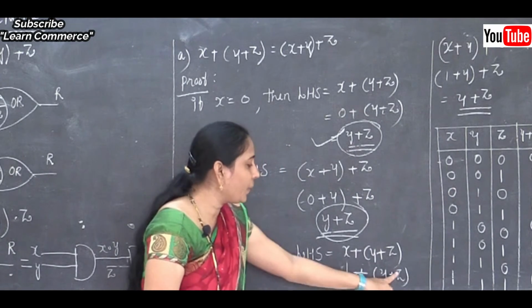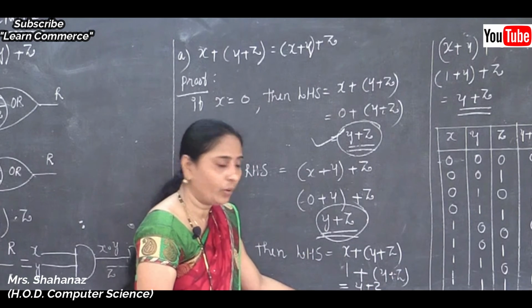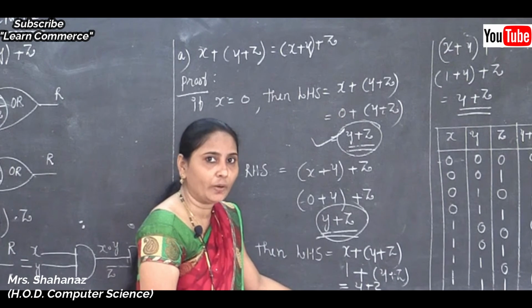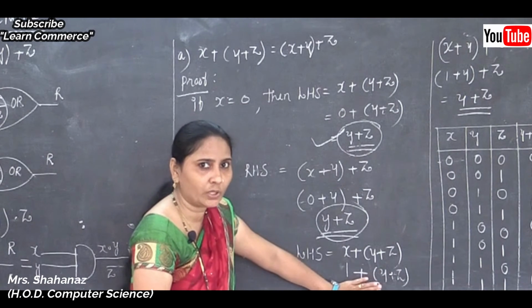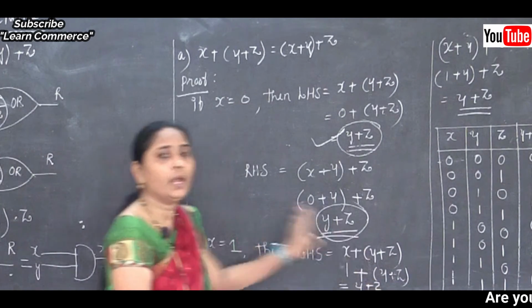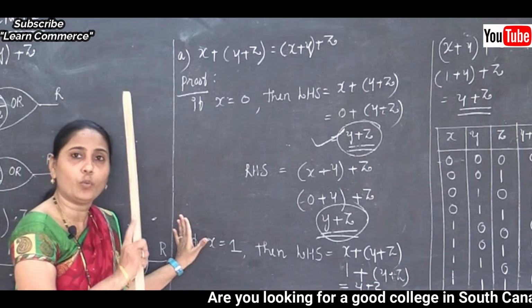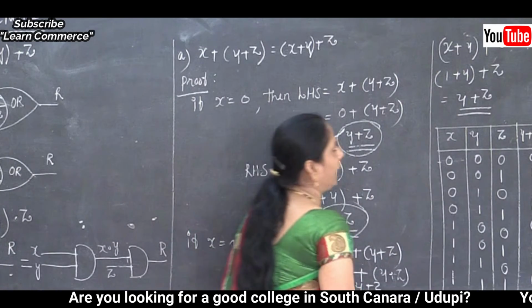So 1 plus 0, the answer is 0. 1 plus 1, the answer is 1. So it depends on the y plus z. Now we have got one result for the left hand side value by using the x value equal to 1. Now the right hand side value.